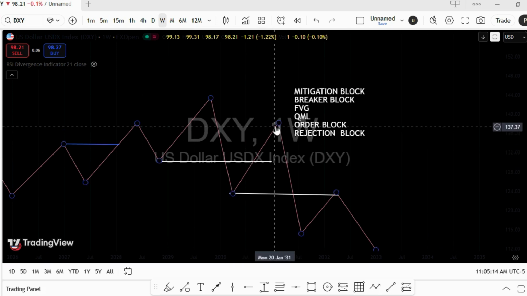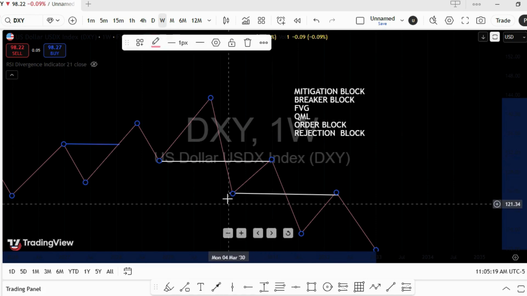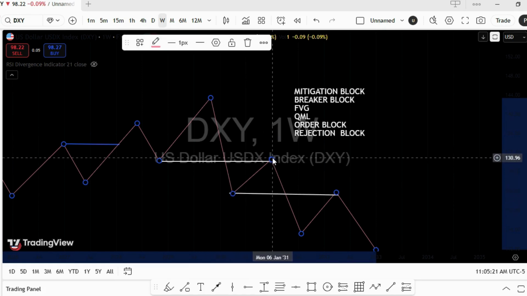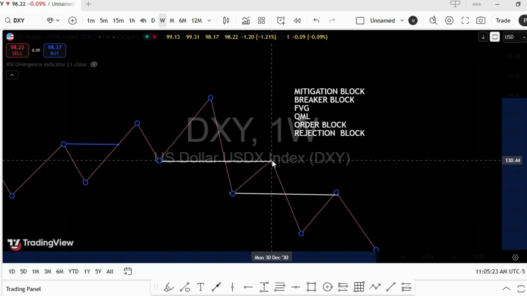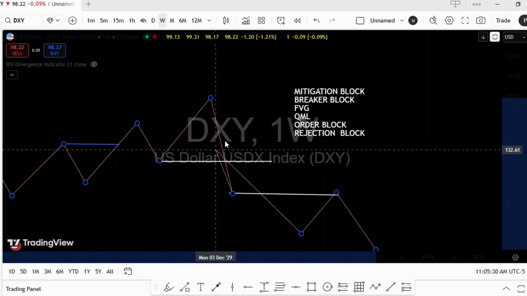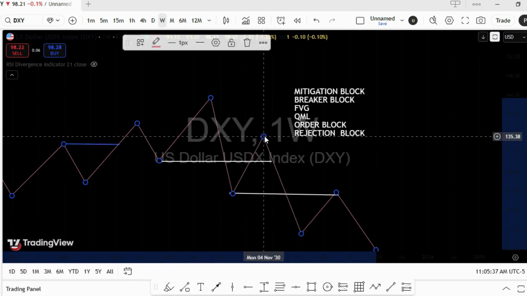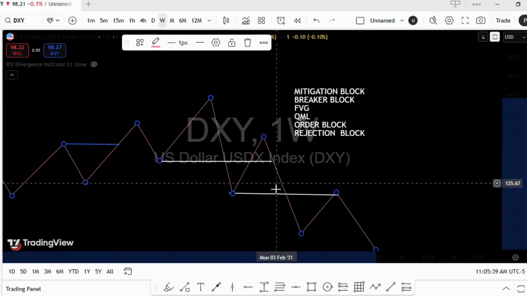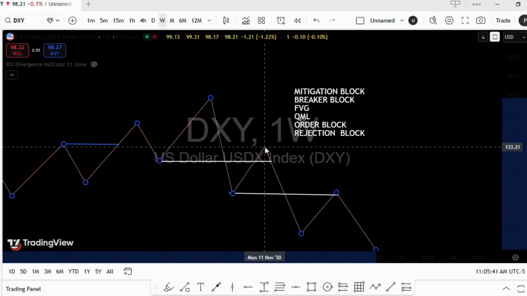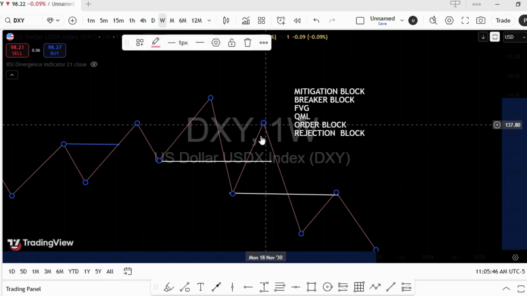If price doesn't come back to a mitigation block, this is our mitigation block, price will normally come back to this breaker. If it doesn't come back to this breaker, it will normally come back to a fair value gap within this price movement down. Let us assume our fair value gap is here. Price will come, tap into the fair value gap, and continue down. If price doesn't move into the fair value gap, it will come to the 2ML level.